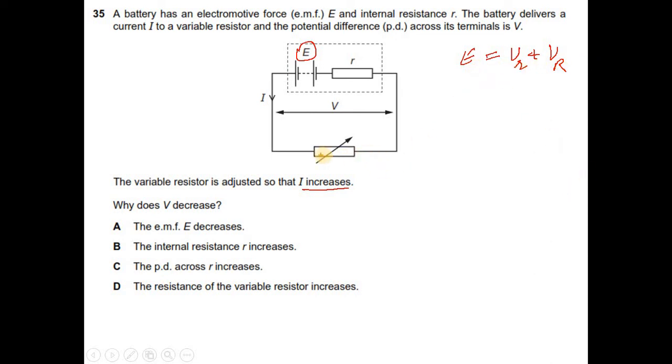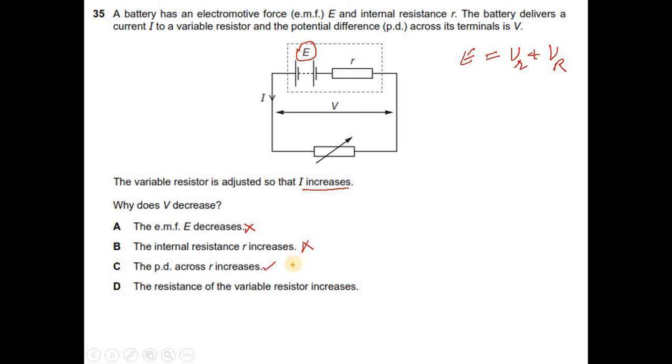And now resistance is decreasing. So why does V decrease? The EMF decreases? No, because EMF is constant. So it cannot be your option. The internal resistance R increases? No. Again, internal resistance is a fixed resistance inside. It cannot change. So you cannot have option B. The potential difference across r increases? Indeed, it should be your option.